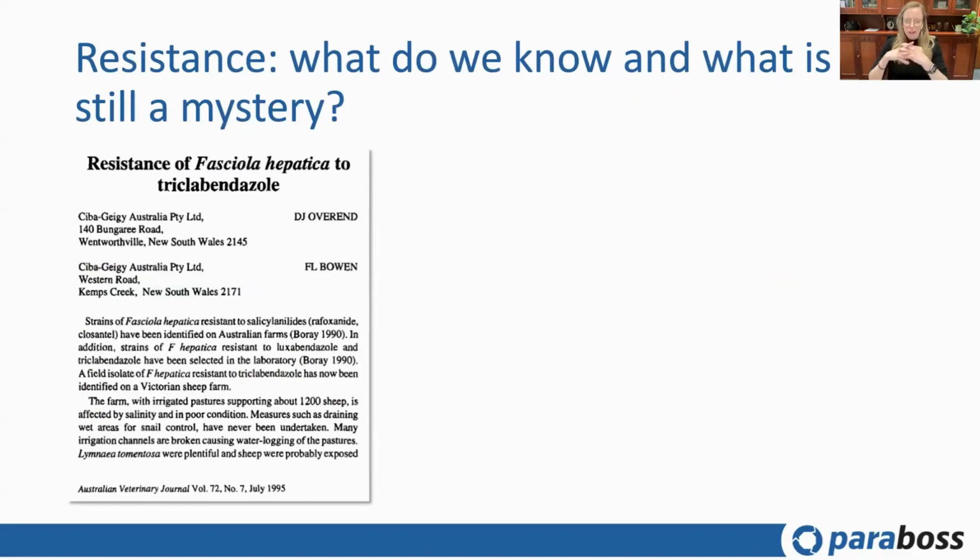So again, a great question that I was posed: resistance. What do we know and what is still a mystery? I also would like to know some of these answers. Resistance to triclabendazole in Fasciola, which is our frontline drug, our first drug of choice, was first detected in the world here in Australia in 1995. And in the time since, we haven't learned a lot necessarily about how this drug works and therefore how to overcome resistance, or how resistance works and therefore how to maybe get different drug targets.